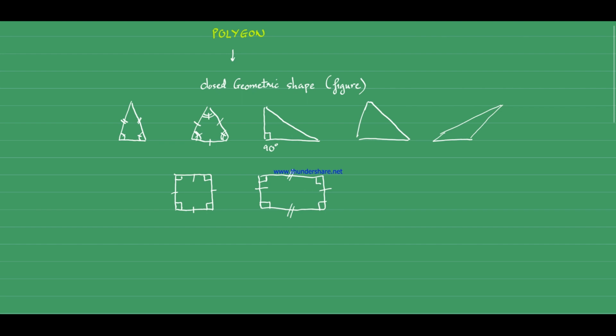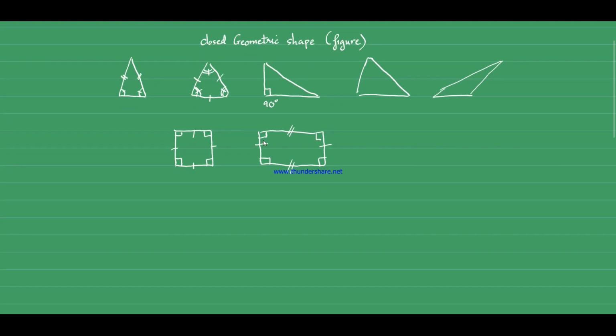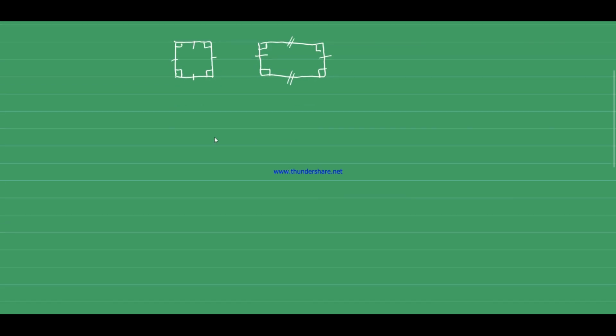Of course, there are some polygons that contain more than three or four sides. Some polygon could be something like this. How many angles do we have? We have 1, 2, 3, 4, 5, 6 angles, and 6 sides, and the sides are not congruent to each other, neither are the angles. So this is also a polygon.